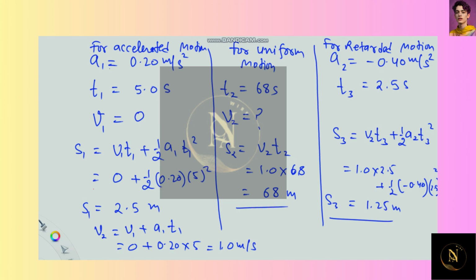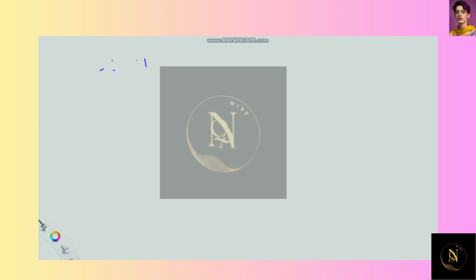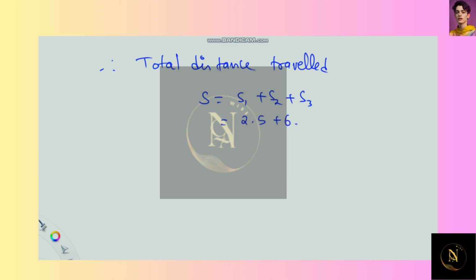So total distance traveled by the robot, S is equal to S1 plus S2 plus S3, means this is 2.5 plus 68 plus 1.25 meter, means it comes out to be equal to 71.75 meter, which is the answer for this given problem here.